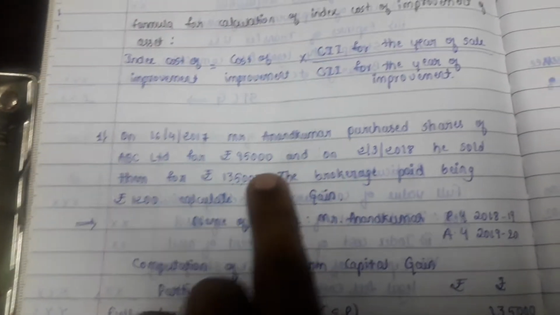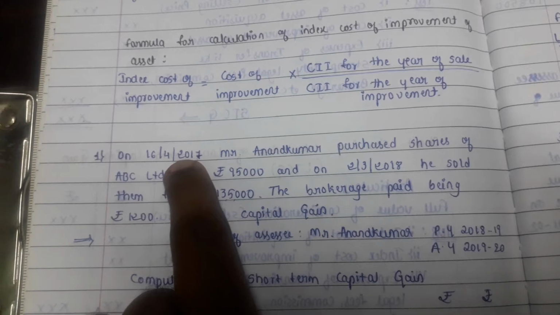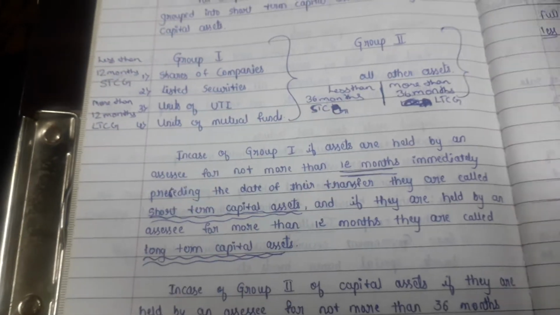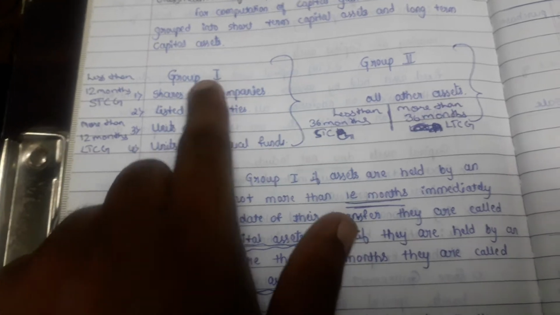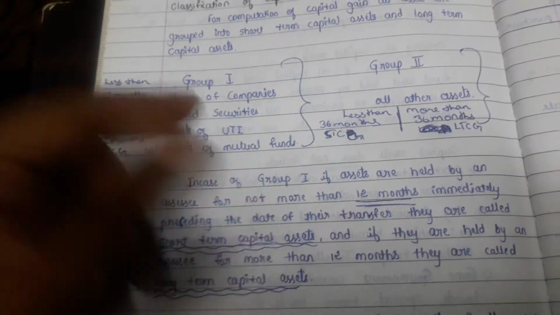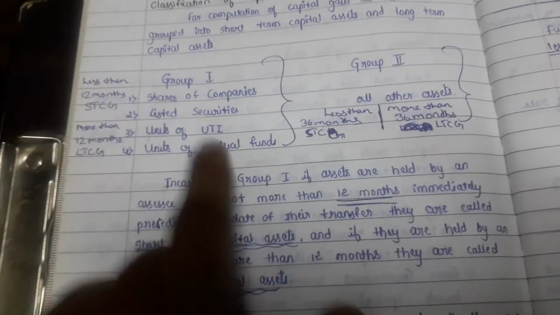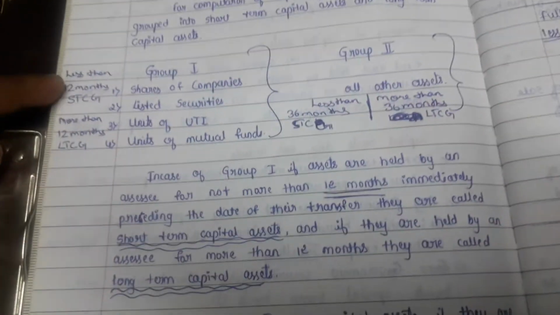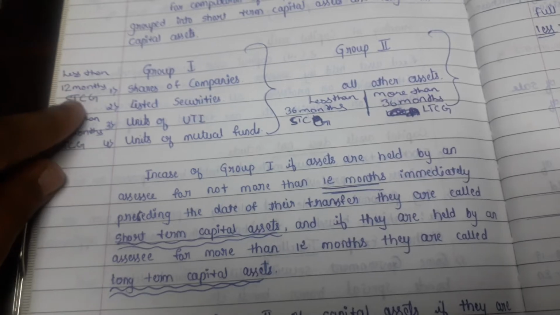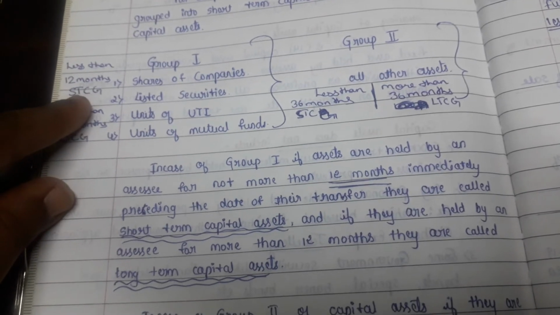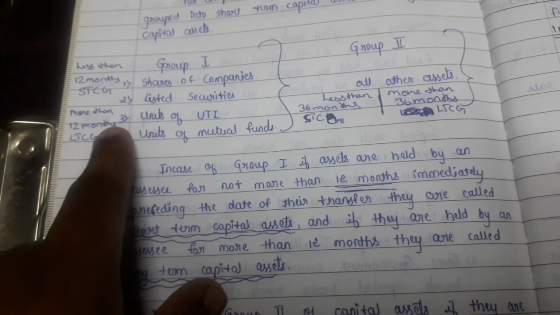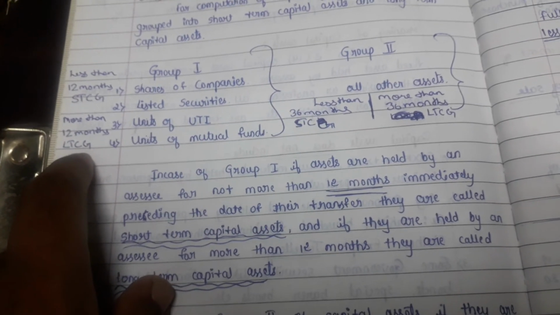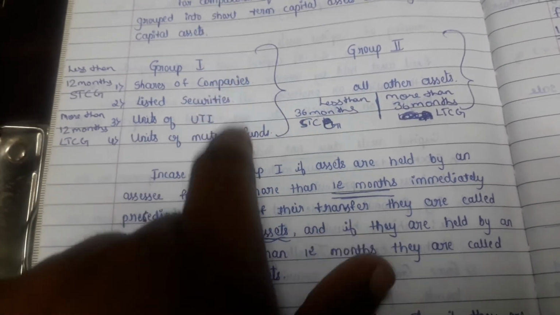Now check which group this problem belongs to. This problem belongs to group 1 because the asset is shares of companies. If the problem is related to shares, we have to apply this: if the holding is less than 12 months, it will be STCG, and if it is more than 12 months, it will be LTCG. Clear with respect to group 1.